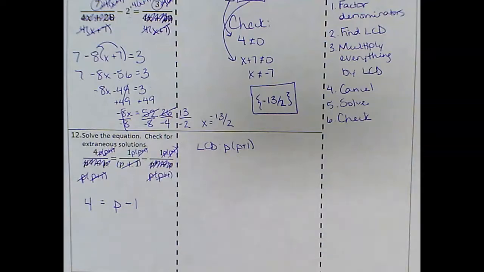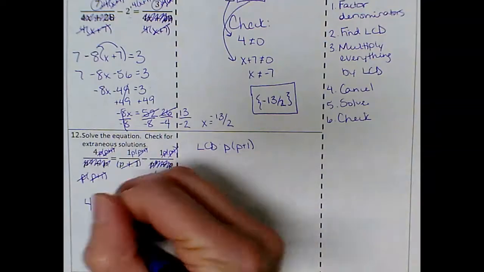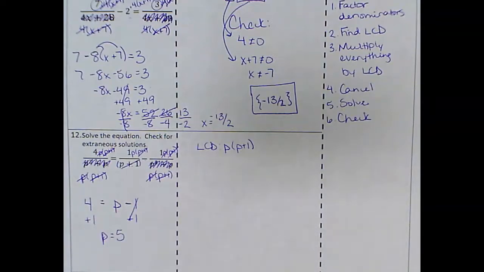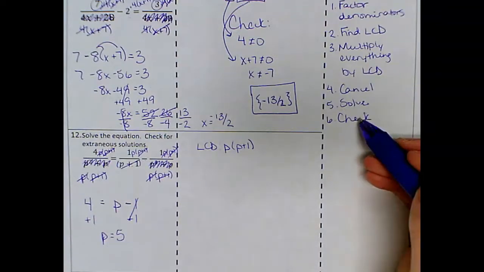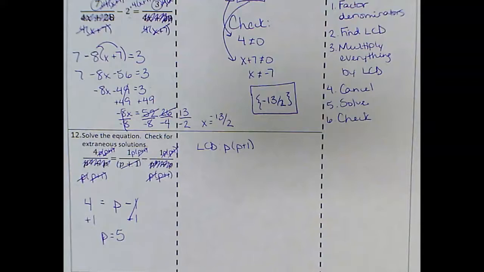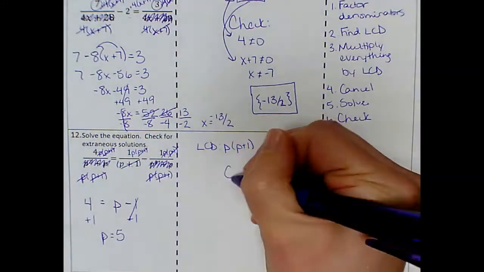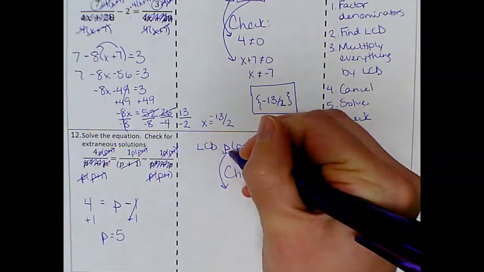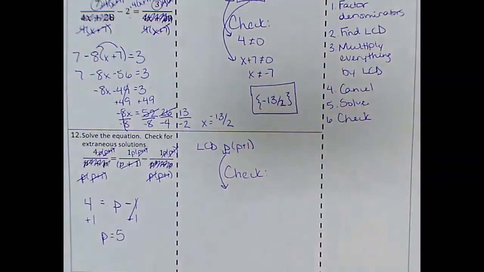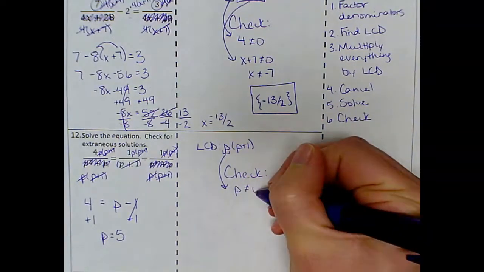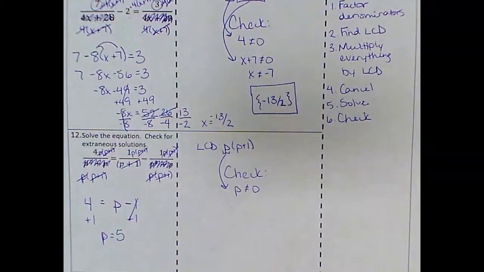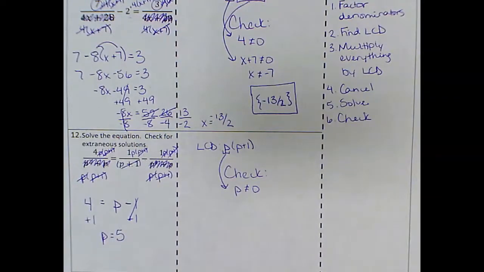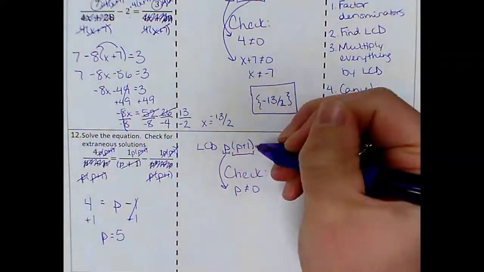And now we have a simple equation to solve. I move my constant, I get a p-value of 5. So let's make sure to check that 5 will not give us a denominator of 0. So when we check, we're just going to check that each piece of the LCD does not equal 0. So p itself cannot be 0, because if it is, then this will be 0 and this will be 0, making undefined terms.